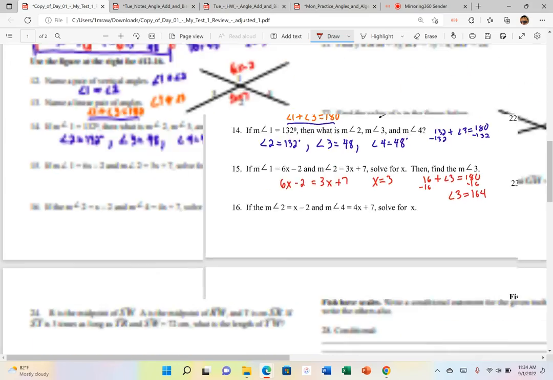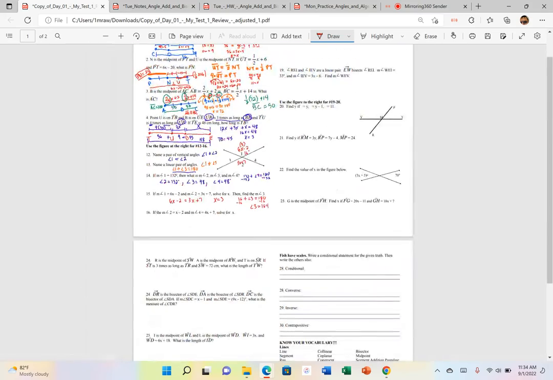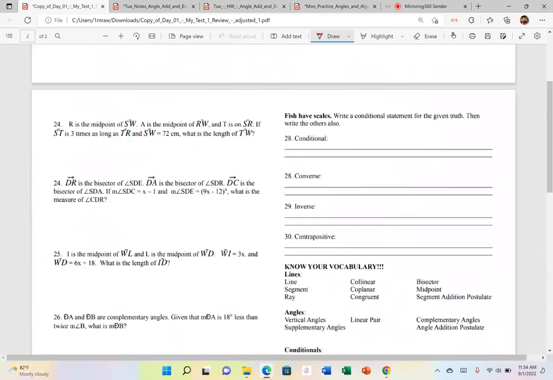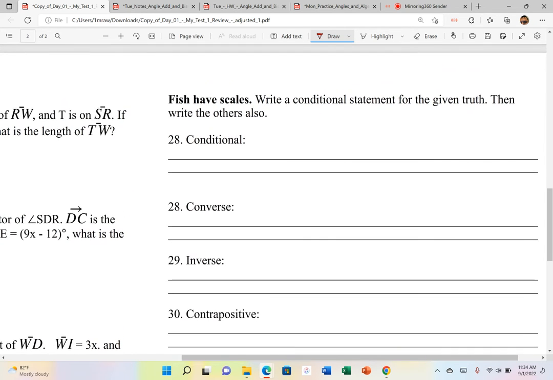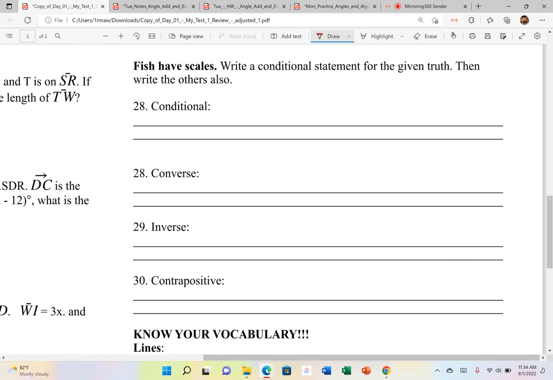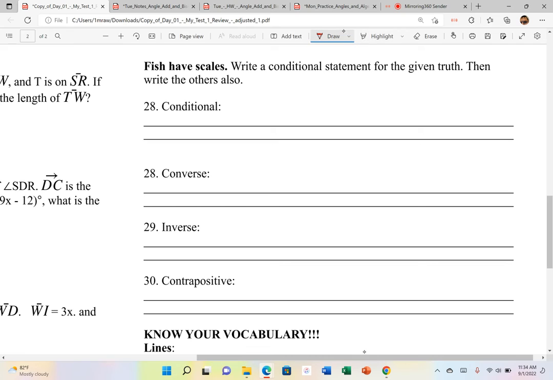All right. I'm going to go ahead and skip around. I just want to make sure I hit these conditional statements because we didn't spend a lot of time on conditional statements. I want to make sure I hit this before you leave class today. The statement is fish have scales. Write a conditional statement for the given truth, then write the others also. The answer key is very basic, so I'm going to go a little bit more in depth.